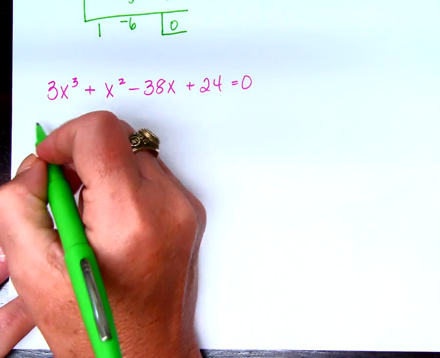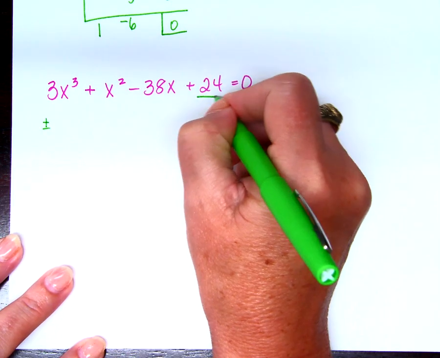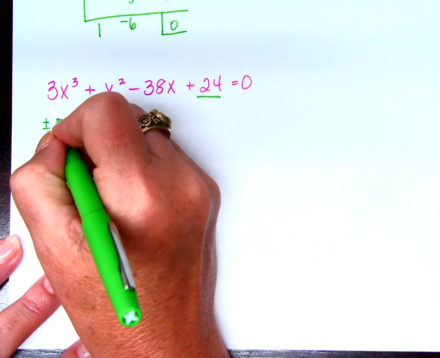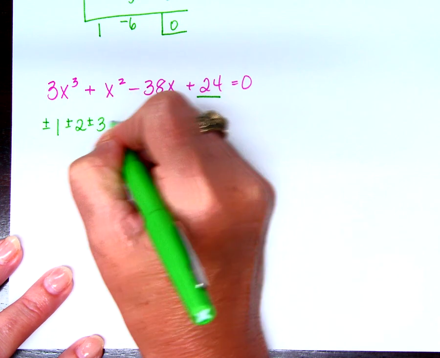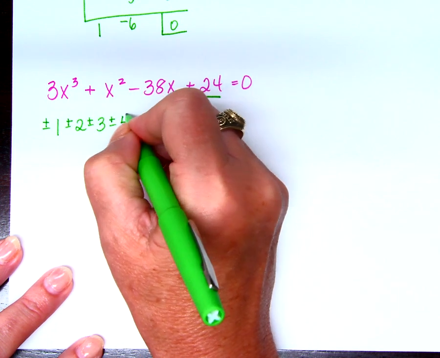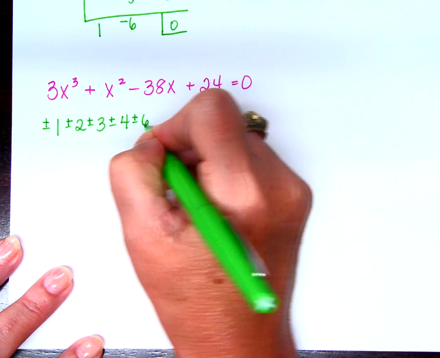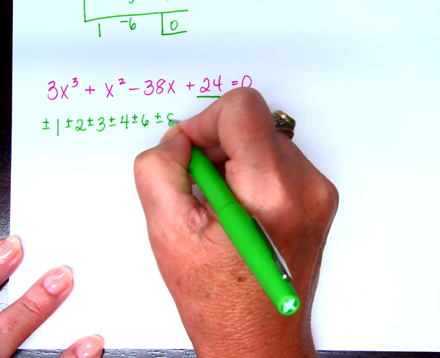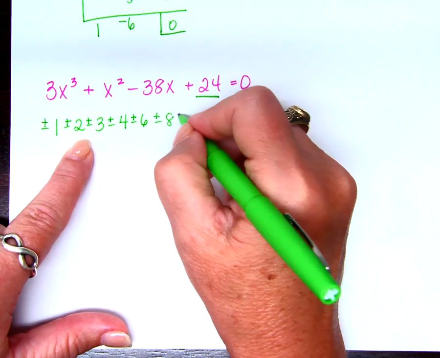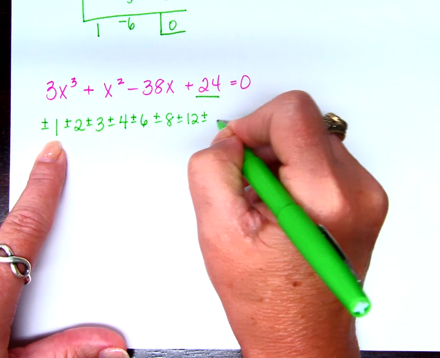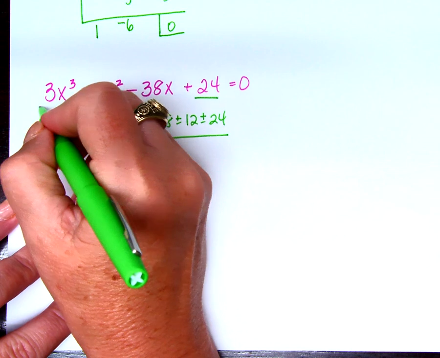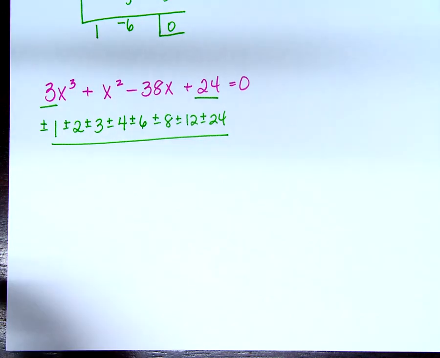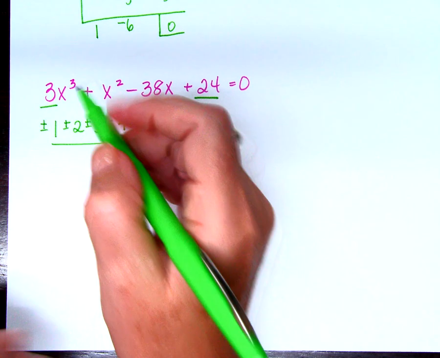What are they? The factors of the last term. What are the factors of 24? 1, 2, 3, 4, 6, 8. Good. And 24, right? All divided by the factors of the first term, the leading coefficient. This time, there's a number there, isn't there? It's not just 1. So what are the factors of 3?